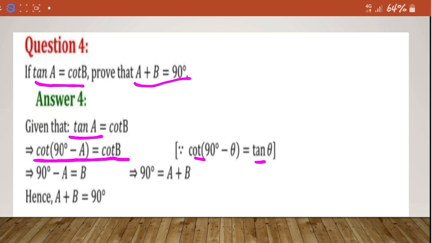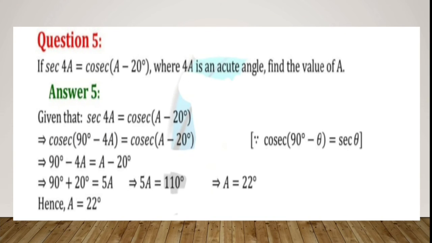If you look at the left hand side and the right hand side, cot is there. So you can say that this angle 90 minus a is equal to angle b. So 90 minus a equal to b. Take this a to the right hand side, you will get a plus b equal to 90 degree. So that is a plus b equal to 90 degree. This is a very simple question. It can be given as a 2 marks question. Okay. Now question number 5.